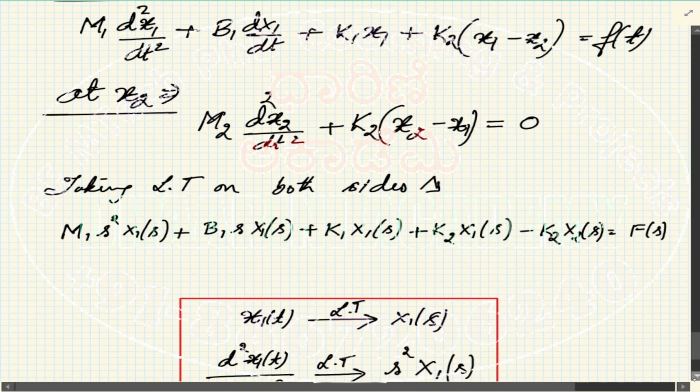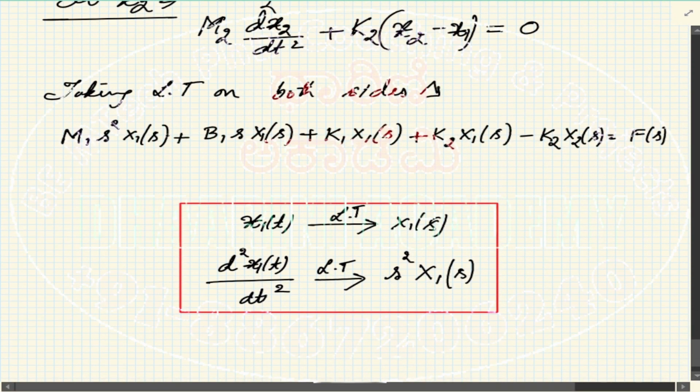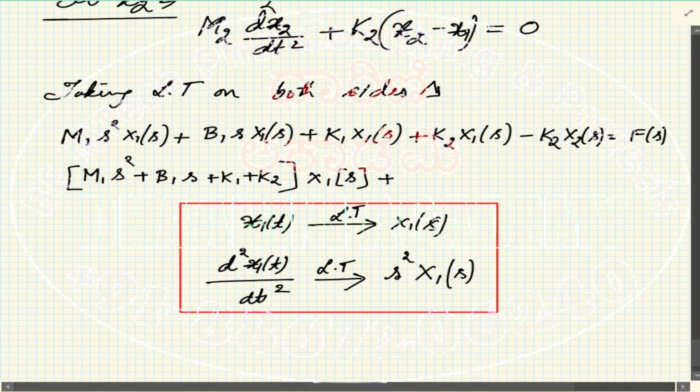We can write it this way, separating the terms containing x1 and x2. To simplify, I can rewrite this as m1 s square plus b1 s plus k1 plus k2, into x1 of s, minus k2 into x2 of s, is equal to F of s. Call this equation number one.